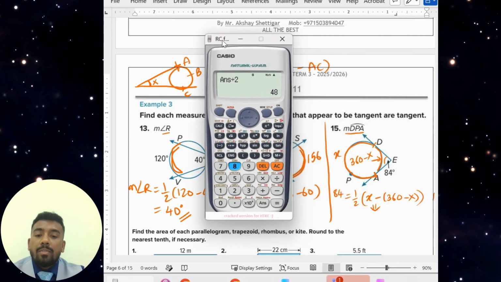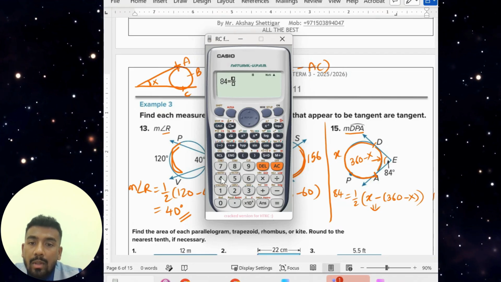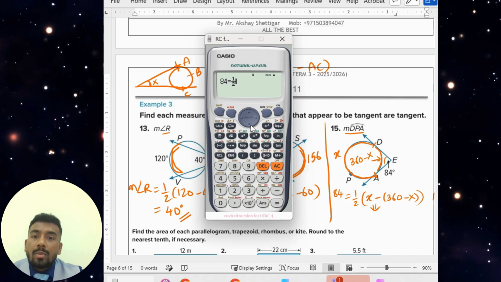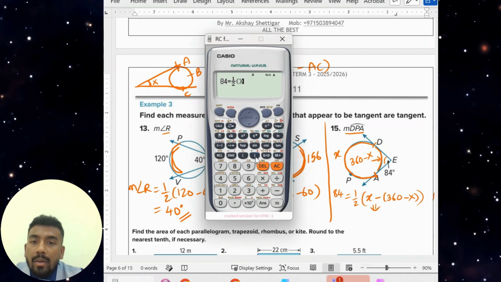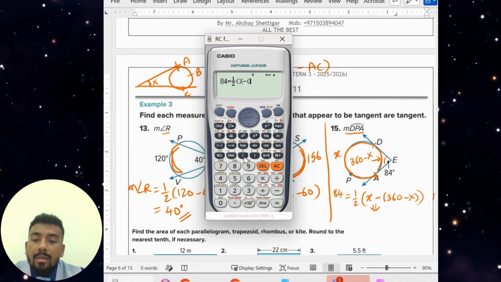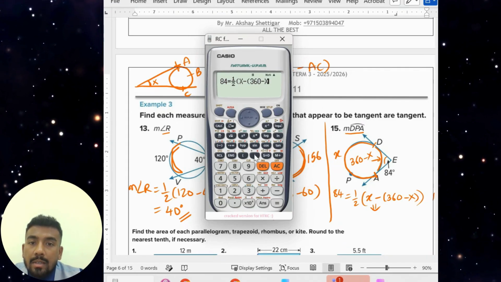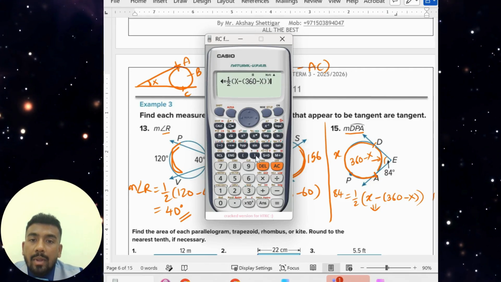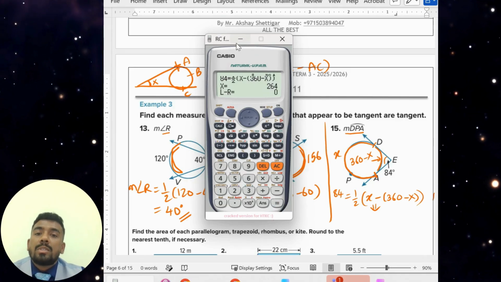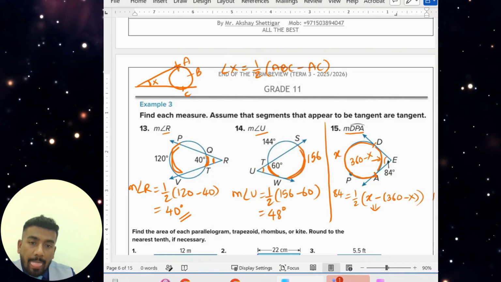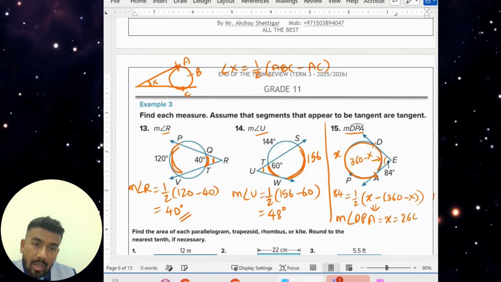So what do you do? 84 equals 1 over 2 bracket, x minus 360 minus x, bracket. Okay, do shift solve equals. So what's the answer? 264. So what's your angle? Measure angle DPA, that's your x, that's 264 degrees.